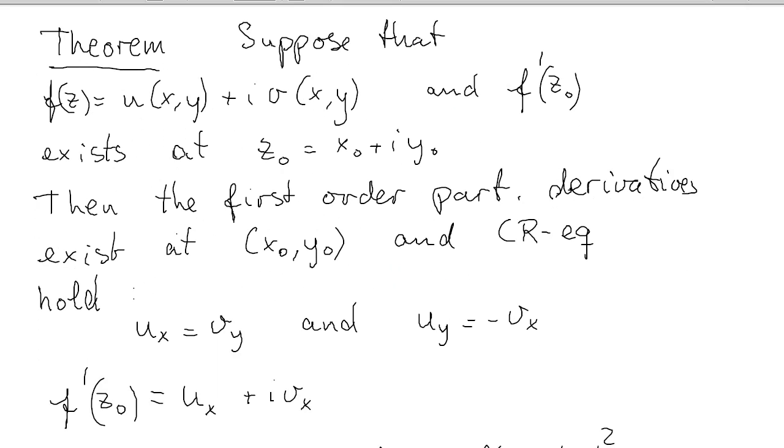We have proven parts of the following theorem. Suppose that the function f of z is on this standard form, and that the derivative of f exists at the point z0. Then the first order partial derivatives exist at x0, y0, and the Cauchy Riemann equations hold. That is what I now said, that ux is equal to vy and uy is equal to minus vx. And we also have seen that this must mean that the derivative of f at this point is just equal to ux plus i vx.